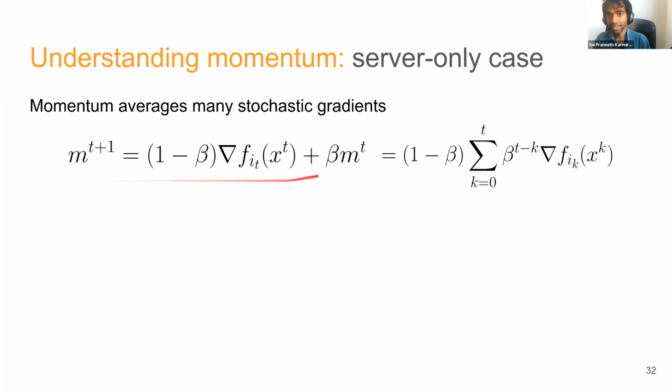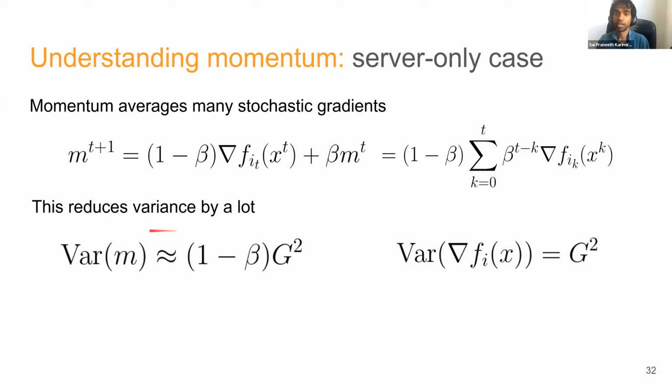In this setting, the momentum you can write like this, and when you expand it out, as I said before, it is just a convex combination of all the past gradients you've seen. And because it is a convex combination of the past gradients, and all the clients are sampled independently, the variance actually reduces by a lot. In particular, the variance of M is approximately 1 minus beta times G squared, where the variance of the standard gradient is G squared. So if beta is say 0.99, the variance of this is 100 times smaller than the variance of that. So if you use momentum, you are reducing the variance by a lot.